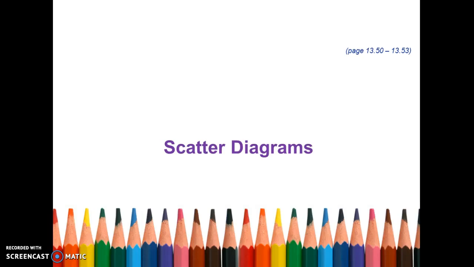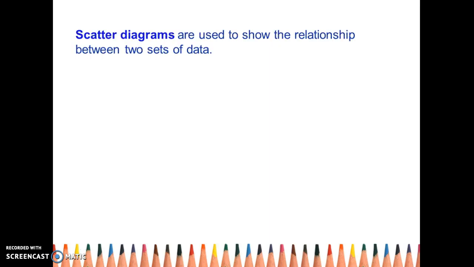Hi everyone, in this video we will talk about the scatter diagram. Okay, what is a scatter diagram? A scatter diagram is used to show the relationship between two sets of data. So what does it mean?